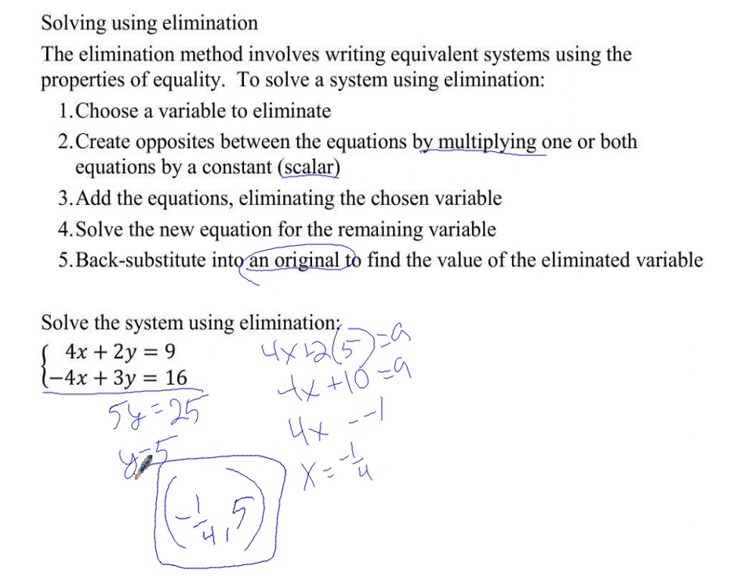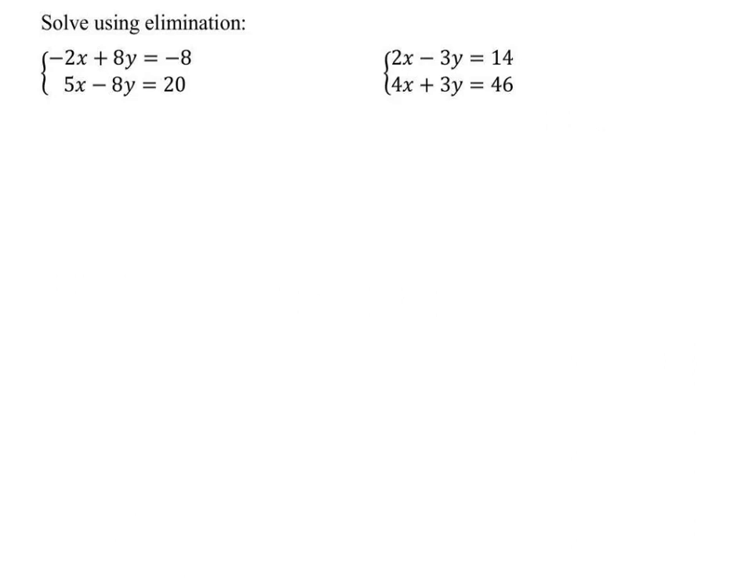Negative 1/4 times 4 is negative 1. This becomes 10. Negative 1 plus 10 is 9. Negative 1/4 times negative 4 is positive 1. 3 times 5 is 15. 1 plus 15 is 16. So this is the correct answer. That's how you solve using elimination, and as you can see, it's a lot less work some of the time. So that's why people typically choose elimination over substitution. So take a look at the next one.